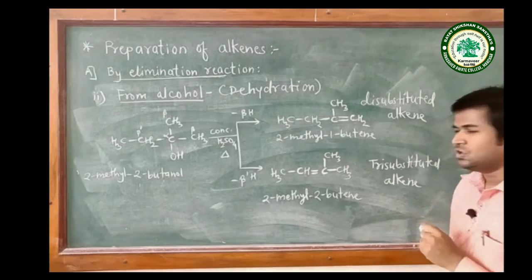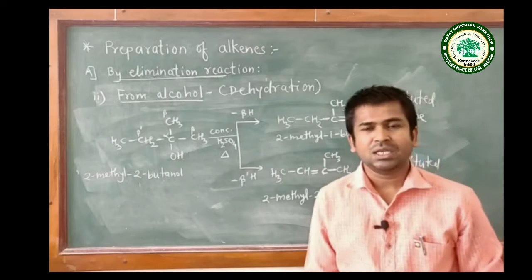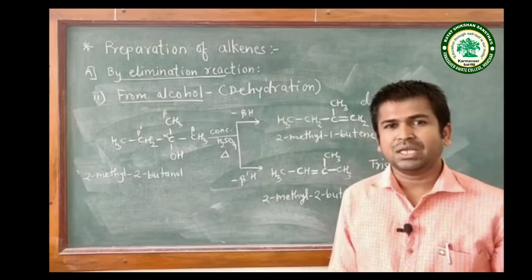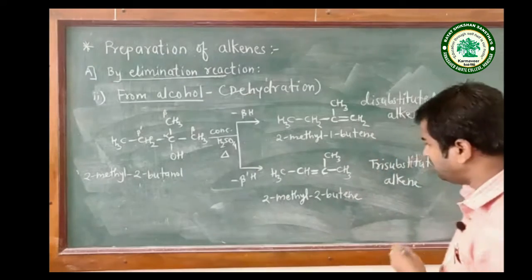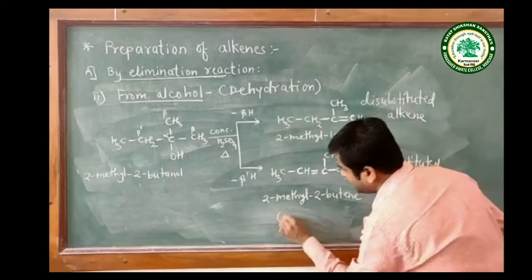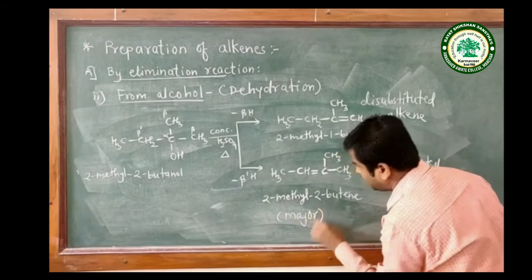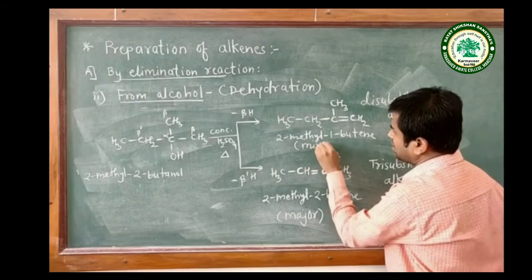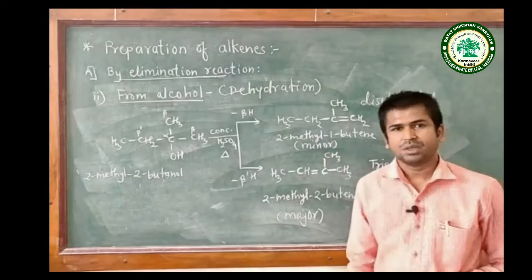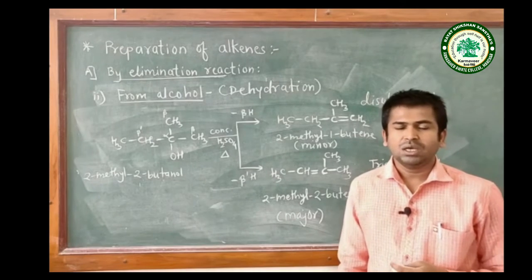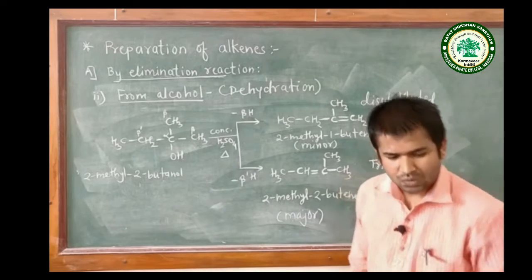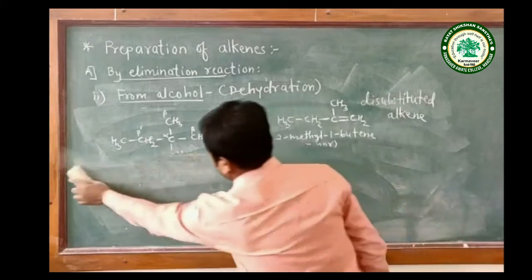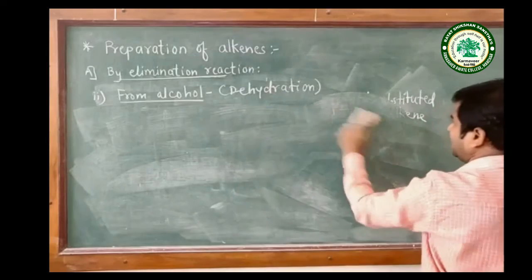So according to Saytzeff rule, the more substituted alkene is formed as a major product, because more substituted alkene is more stable, and therefore 2-methyl-2-butene is formed as a major product, while 2-methyl-1-butene is formed as a minor product. Getting this? Now come to the reactivity of alcohol. Reactivity of alcohol is similar to the alkyl halides.